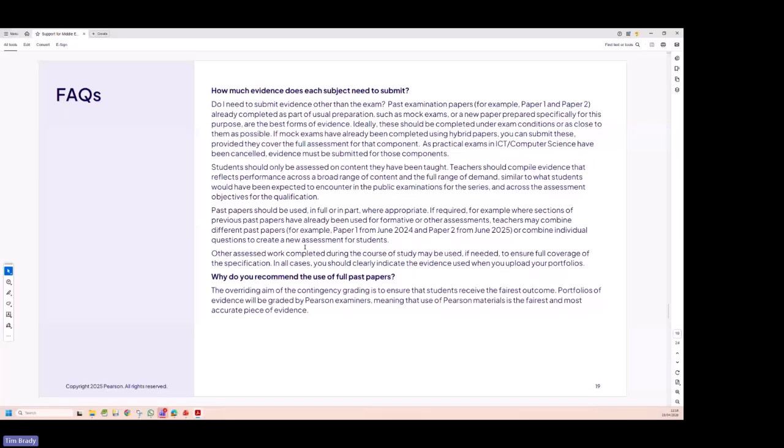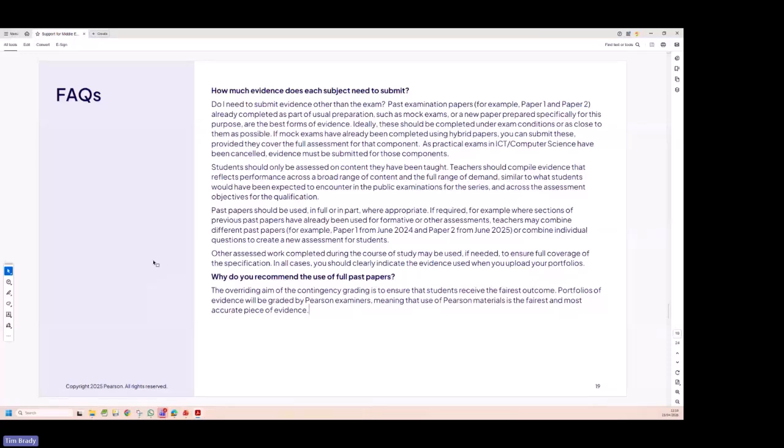Primarily past papers are ideal. Past papers are ideal evidence because they include the whole of the assessment design in the way of monitoring it. If past papers are not possible, there are other options, and it's dealt with in the text of the FAQ document and the guidance document that I've put the links to first. This is why we recommend the use of past papers, because it makes that evidence the most credible and the most accurate in order for our examiners to be able to derive meaningful and credible awards for your students.